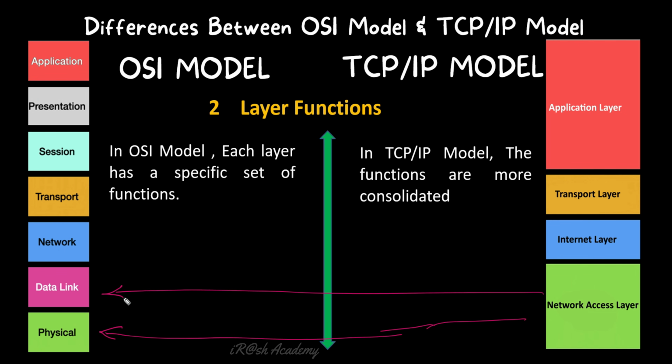The same is happening with the application layer. The application layer has been divided into 3 layers in the OSI model. So whatever the single application layer does in TCP/IP, in the OSI model, 3 layers perform the same functions by dividing the functionality. So this is one of the differences between the OSI model and the TCP/IP model in the perspective of layer functions.